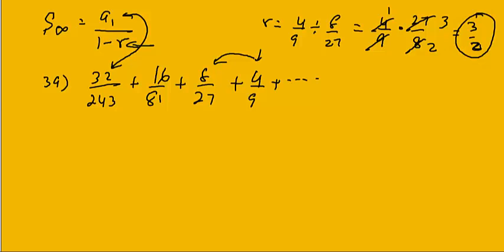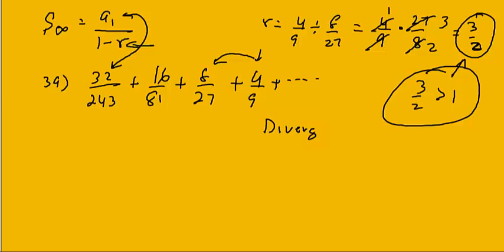Now, can I add that up? No, because 3 over 2 is bigger than 1. That means I cannot find the sum of those terms. This diverges, not converges. Therefore, this diverges, which means it gets bigger and bigger and bigger, so we can't add that up.